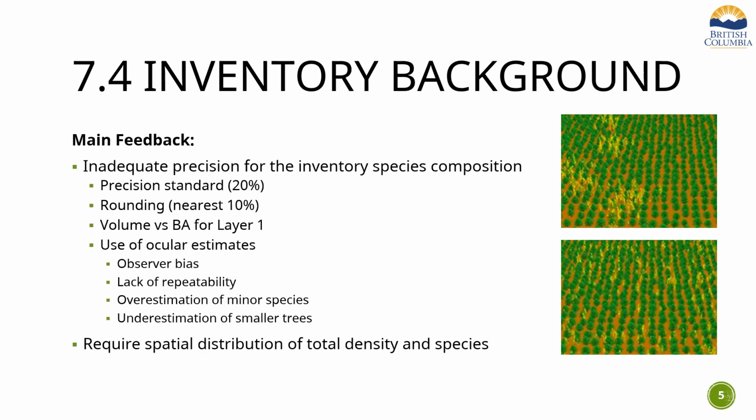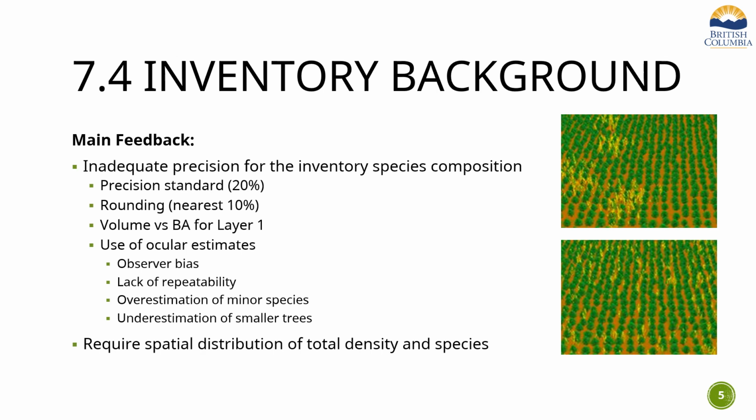The feedback was surprisingly consistent across the program areas, especially for inventory species composition. Every single program area is reliant on it, and yet they all deemed its precision to be too low. They were concerned about the 20% precision standard, indicating that there was too much room for error. They were unhappy with the rounding, since it unnecessarily reduces the precision and means that minor species aren't always being captured.